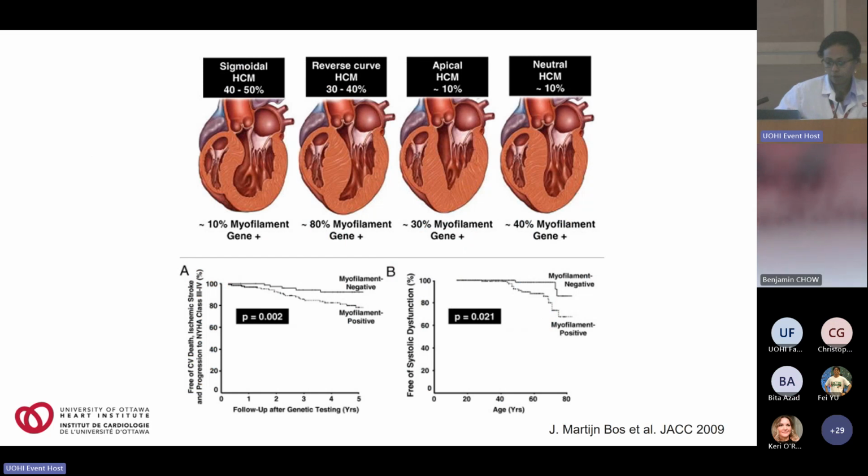So this is to show the different patterns. We see among the different phenotypes, the sigmoid type and the reverse curvature HCM are the most common, accounting for 40%, followed by the apical and the neutral HCM. Sarcomeric mutation is most commonly seen in the reverse curvature, 80% of them being gene positive. The sigmoid shape pattern is non-specific, and it can be commonly encountered among elderlies with hypertension.